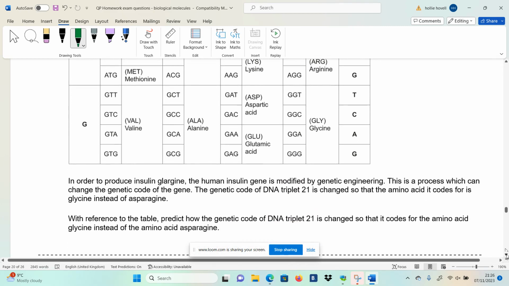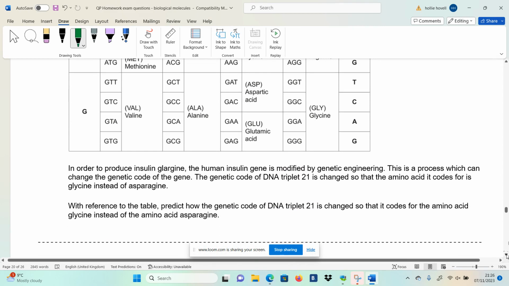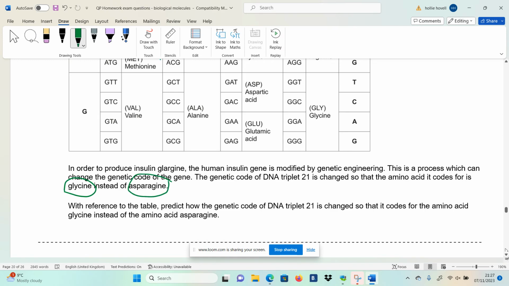So it says, in order to produce the insulin glargine, the human insulin gene is modified by genetic engineering. This is a process that can change the genetic code of the gene. The genetic code of the triplet, DNA triplet 21, is changed, so the amino acid codes for the new version, codes for glycine instead of asparagine. With reference to the table, predict how the genetic code of triplet 21 is changed so that it codes for the amino acid glycine instead of asparagine.